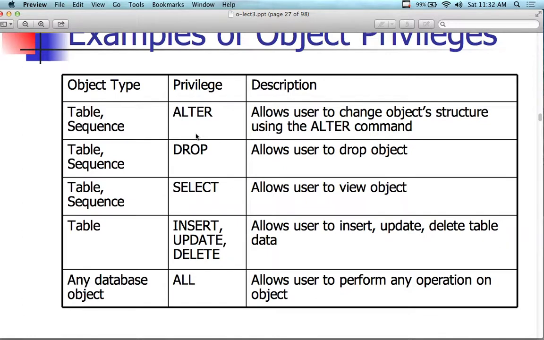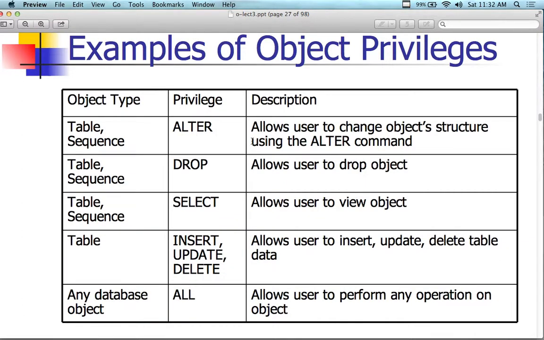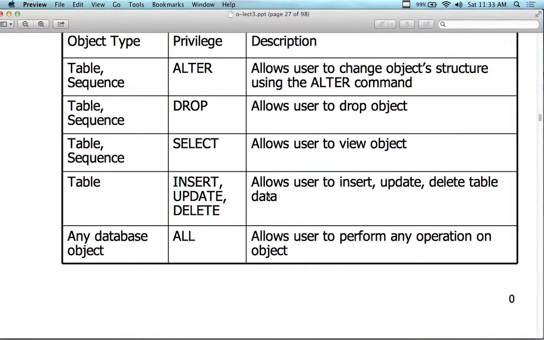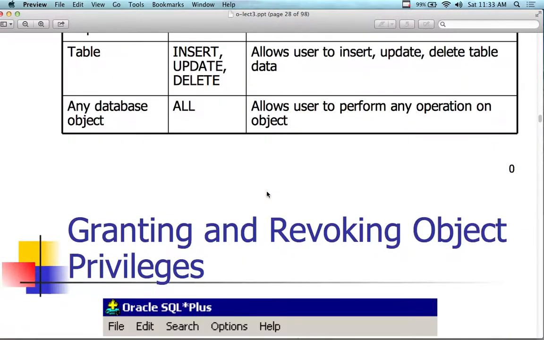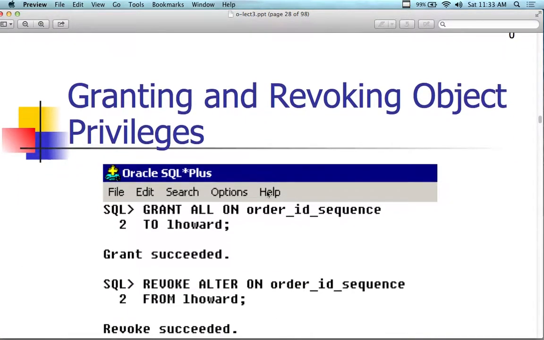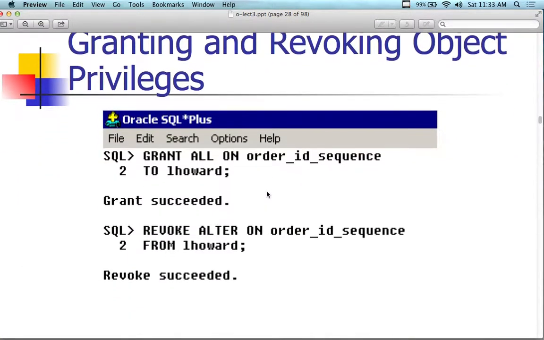So altering allows you to change the database object using an alter command. Dropping an object, selecting an object. So all is kind of dangerous. So any database object and any command you want to do on that. So granting and revoking object privileges sort of look like this.